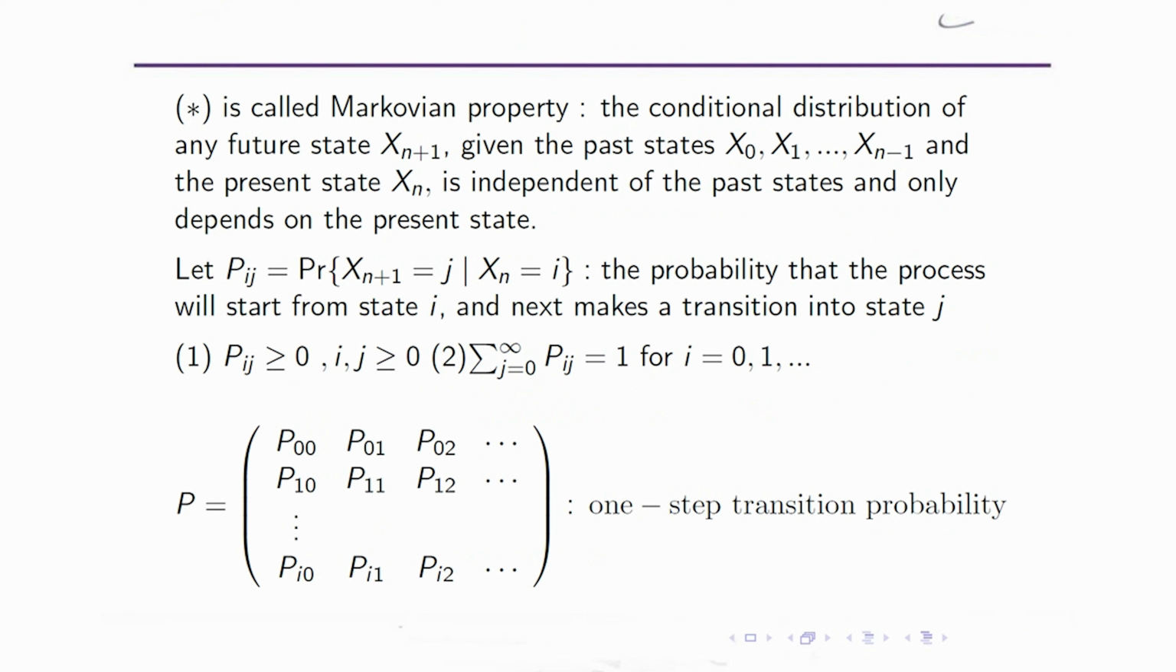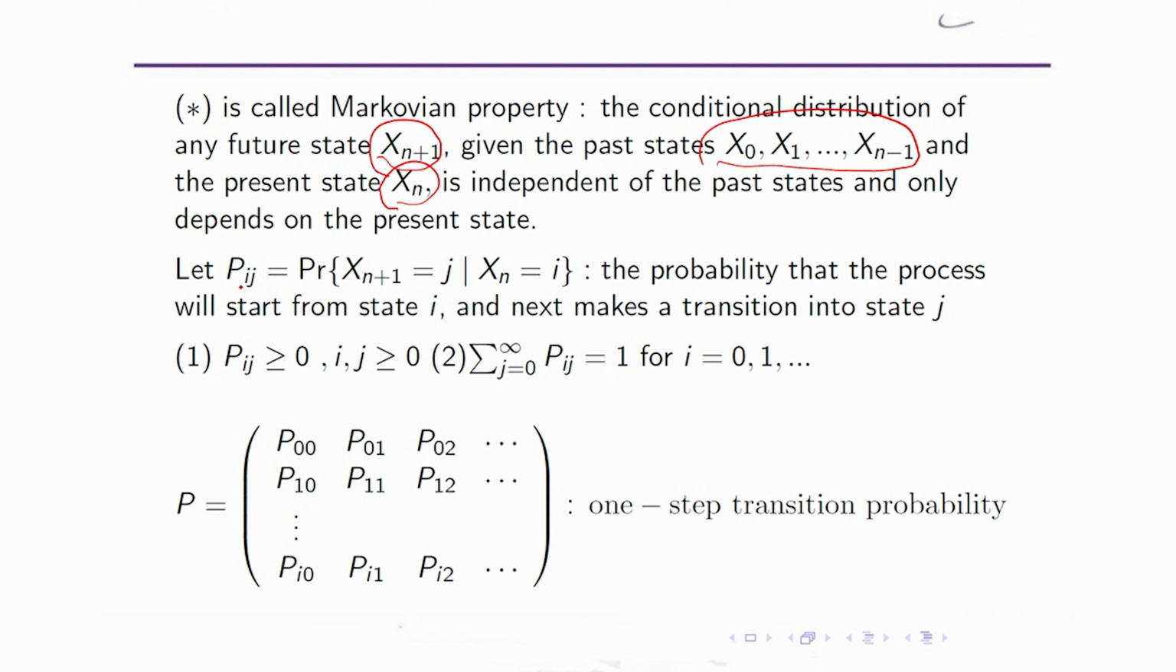So as we just described, this is called the Markovian property. That means the conditional distribution of any future state X_{n+1}, given the past state and the present state, is independent of the past state and only depends on the present state. Then this is called the Markovian property. And if X_t satisfies the Markovian property, then X_t is called a Markov chain.